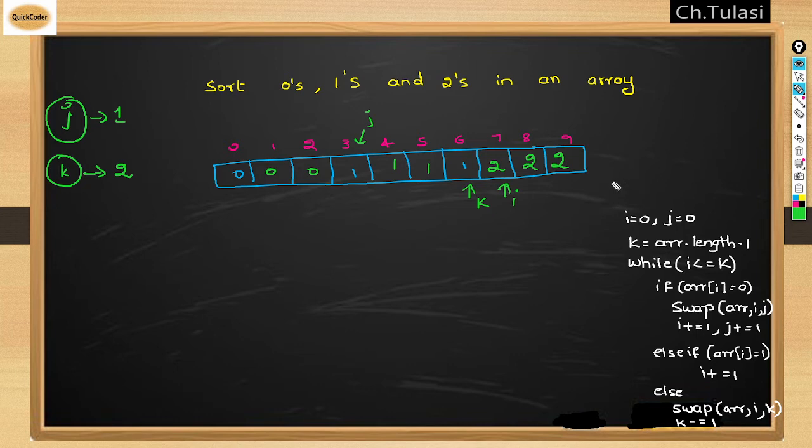So that's it. Rather than using all sorting algorithms, we can simply sort an array containing zeros, ones and twos using a simple while loop and some conditions in it. Okay, that's it for the explanation, and now let's start coding it.